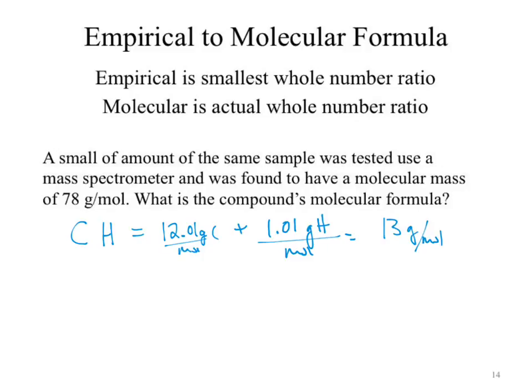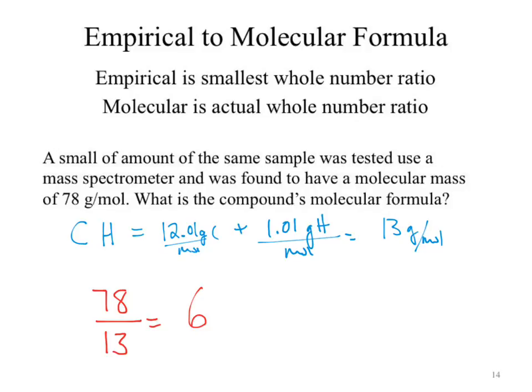Our next step is we take the molecular molar mass, which was 78. So this is another step. Let's go ahead and change the color. And I will then divide that by 13. Carry the 1, divide by the 4, and we end up with 6.